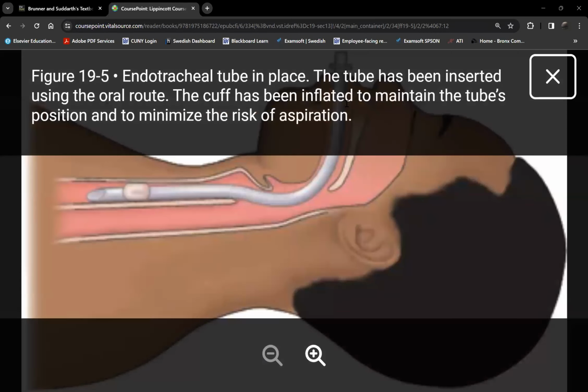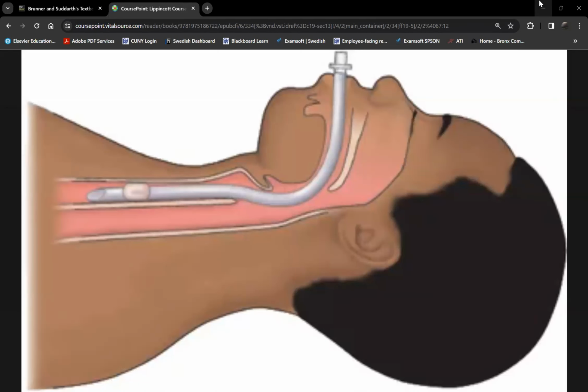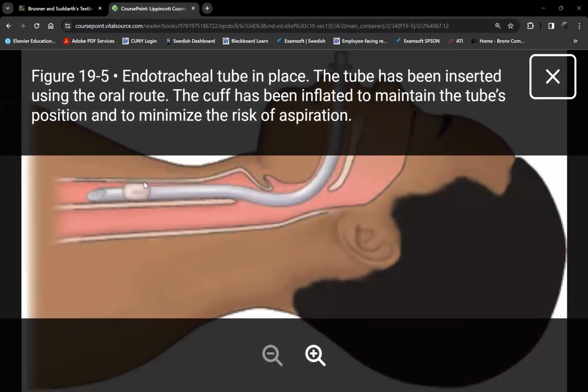So here are the parts. You've got the shaft here, and then there's a cuff at the end. Think of it like a Foley balloon. Now the balloon will serve two purposes. No, it's not a balloon, it's a cuff, okay, which is like a balloon. We call it a cuff. We inflate the cuff for two reasons.